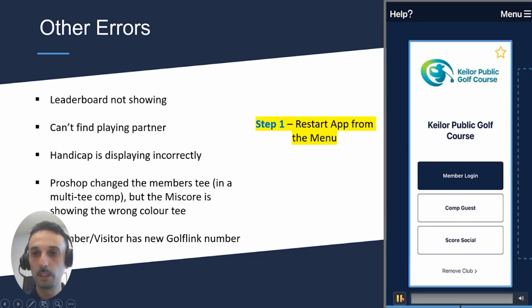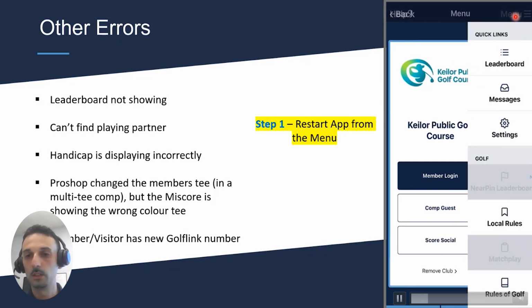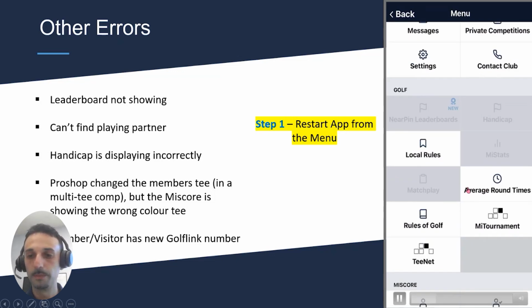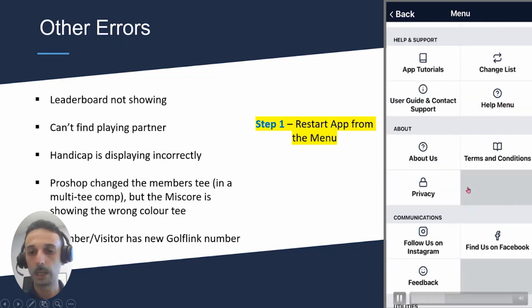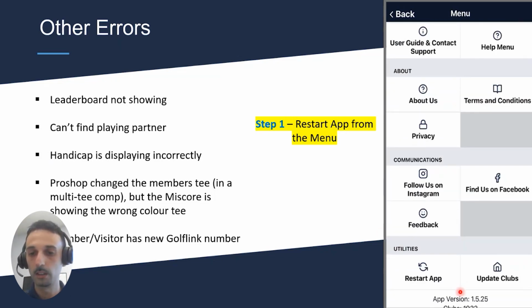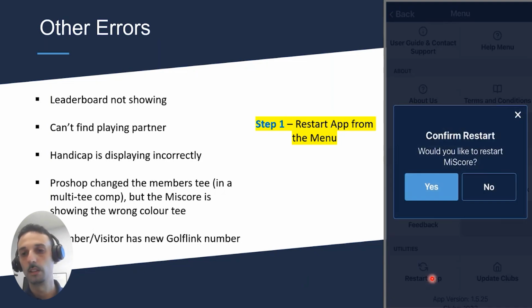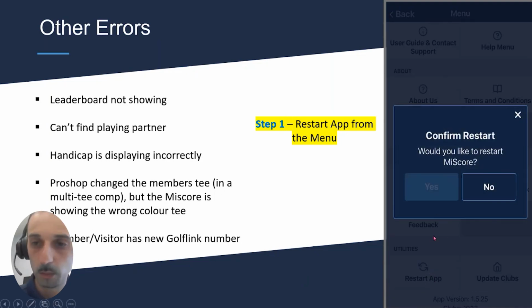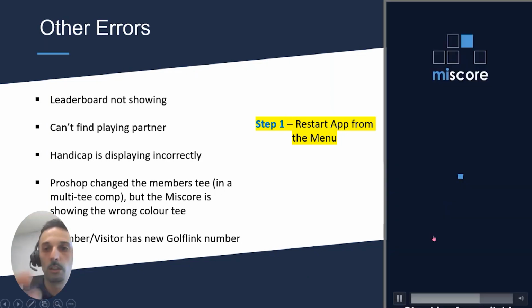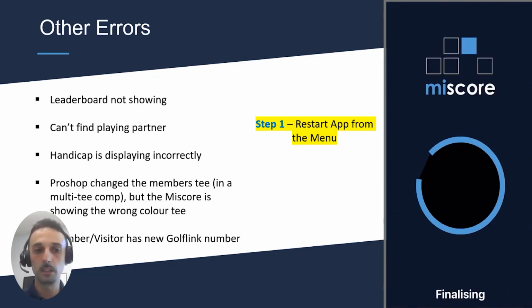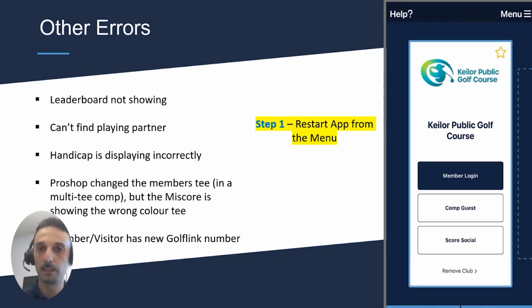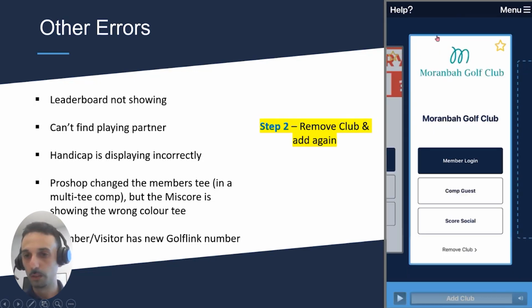So you hit the menu button at the top, and then you scroll right to the bottom until you see restart app, hit restart, confirm it. And once you log back in, go back in and check, is the leaderboard displaying? Can I find my playing partner? If that hasn't worked, the next step is to remove the club using this button here.